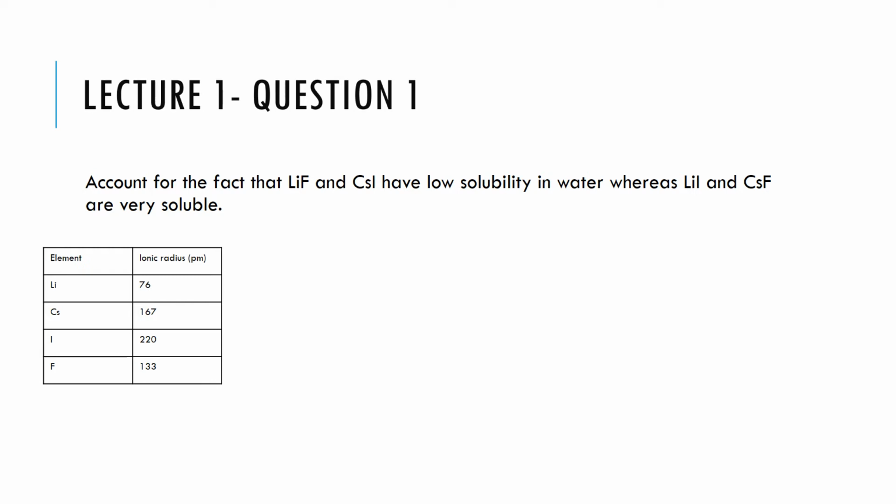Going back to the question then, we can relate the ionic radii of all of these species to whether or not the compounds that we speak about in the question will be soluble in water. So lithium fluoride is composed of a small cation and a small anion. Similarly, cesium iodide is composed of a large cation and a large anion. So in each case here, the cation and the anion have a very similar size. And we would predict those salts are insoluble in water.